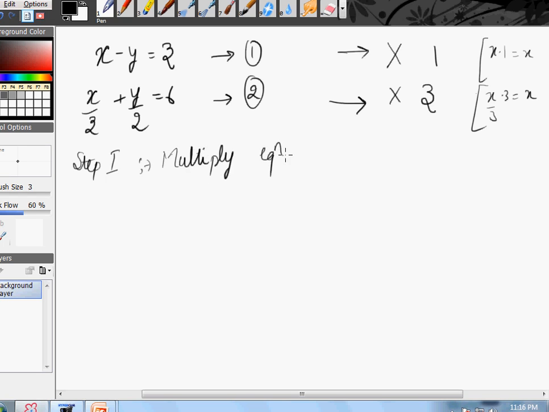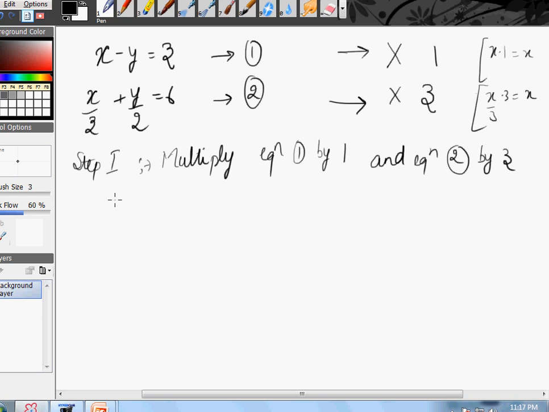equation 1 by 1 and equation 2 by 3. Friends, knowing by which non-zero constant we have to multiply these equations is just a matter of practice. The more you practice, the more easily you will know by which constant to multiply the equations.